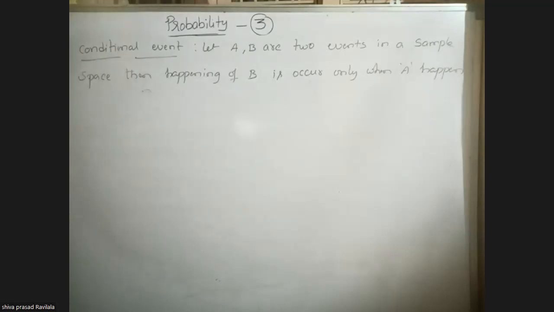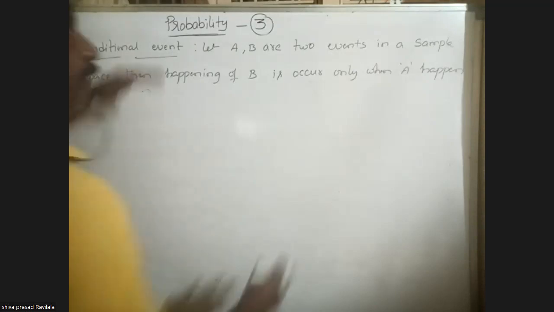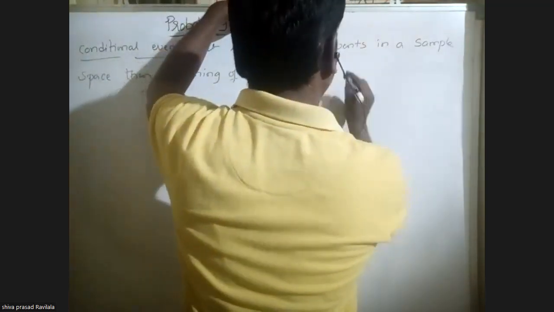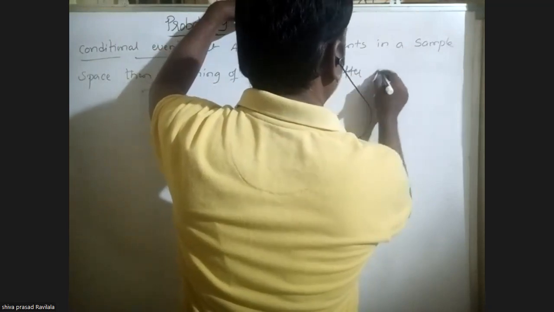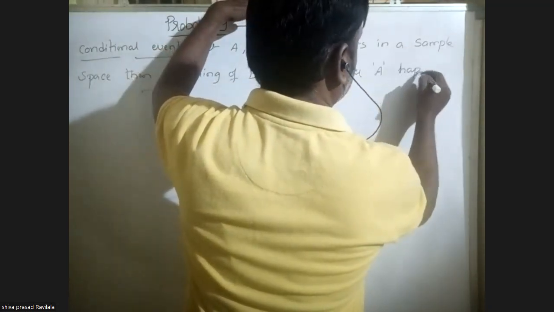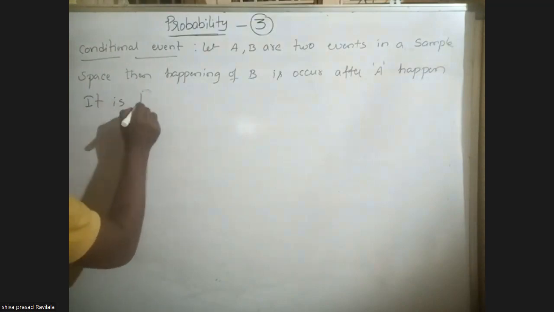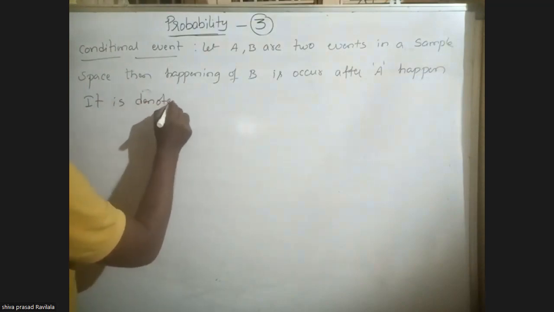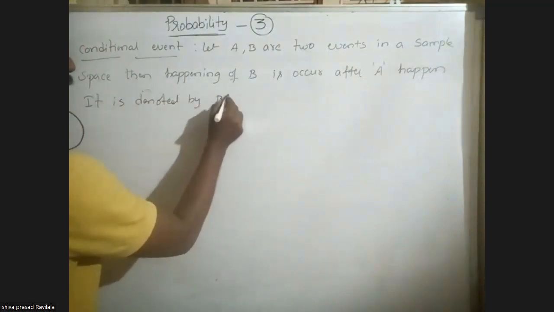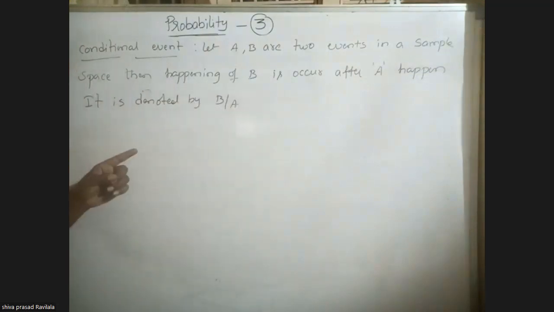For B to happen, A must compulsorily have happened. B will happen only after A happens. It is written as B by A, but read it as B given A. If the event B has happened, then A must compulsorily have happened.